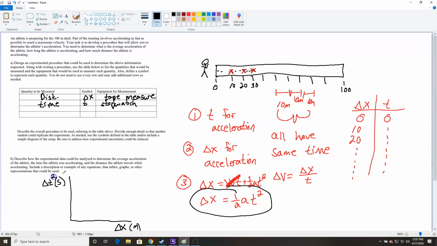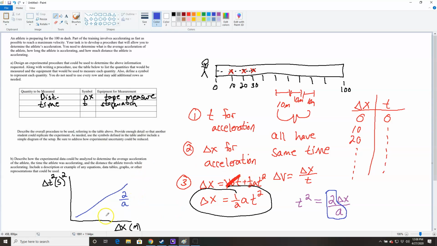But what I'm going to do is I'm going to do time squared because it's a t squared that relates to this. Taking this equation and rewriting it, t squared would equal 2 delta x over a. So since delta x is my independent variable and t squared is my dependent variable, once I plot a line, the slope of this line will be 2 divided by the acceleration of the athlete.